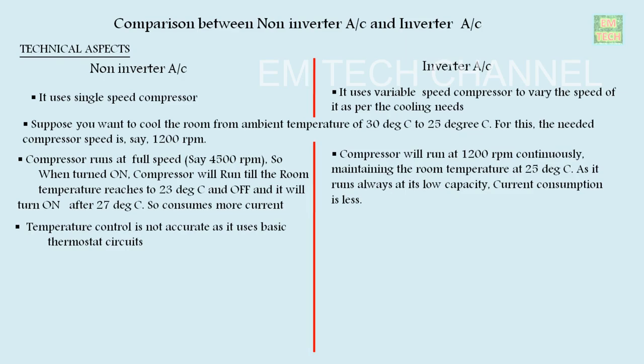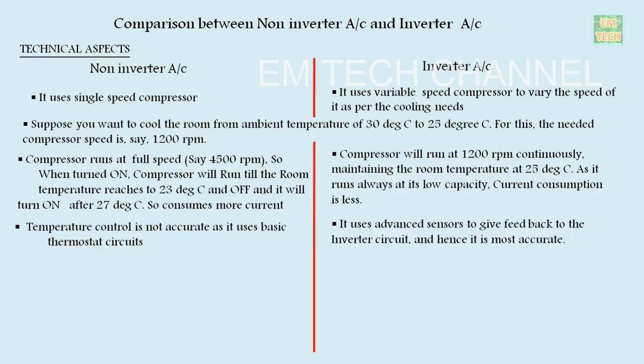In non-inverter AC, we can't expect accurate temperature control. A non-inverter AC set for 25 degrees Celsius doesn't mean that it will cool the room to exactly 25 degrees Celsius. It may be a little bit high or a little bit low as it uses basic thermostat circuits. Inverter AC, on the other hand, uses advanced sensors and feedback devices through which it controls the speed of the compressor, and hence the inverter AC can be considered more accurate when compared to non-inverter AC.